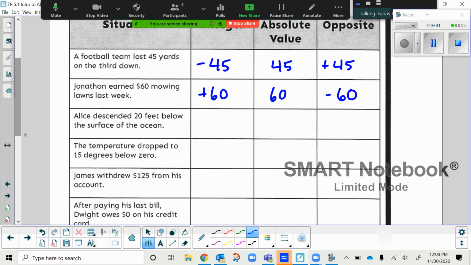Alice descended 20 feet below the surface of the ocean. What is that as an integer? -20. Good, thank you, -20. Have any of you ever been scuba diving? Yeah? 20 feet below, how far is that? Not really so bad when you're scuba diving, right? In a swimming pool, some swimming pools maybe you could go down 10, right? So double that's 20. You still have to be careful at 20 below, but at what point, how many feet below sea level do you start having to be really careful, for those of you who have been scuba diving?